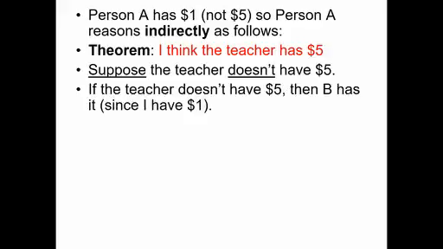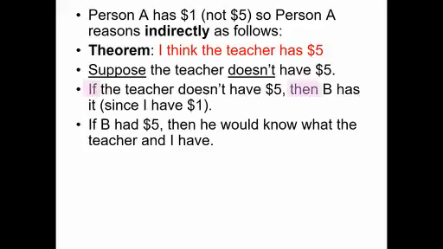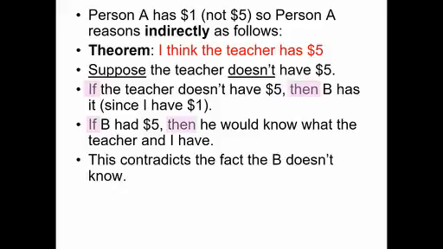If the teacher doesn't have the 5, then B has it, since I know I have the 1. See the if-then? We go on. There you see it, if-then. If B had the 5, then he would know what the teacher and I have. So see how we took B from the first, okay? This contradicts the fact that B doesn't know. He would know, he'd have said it, it would have been done.